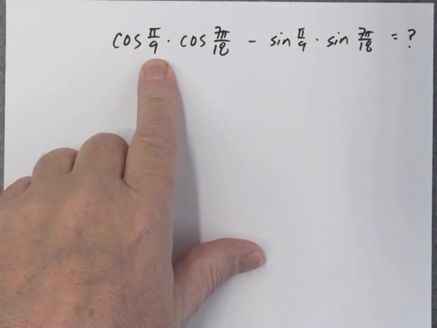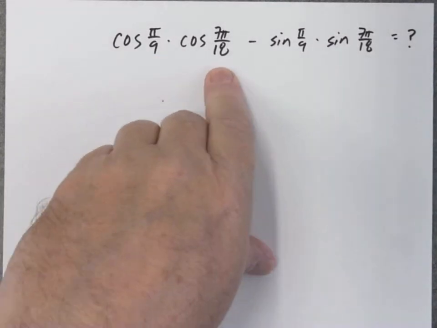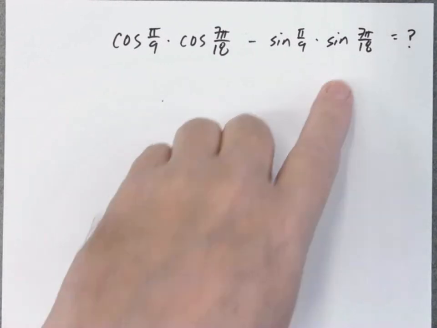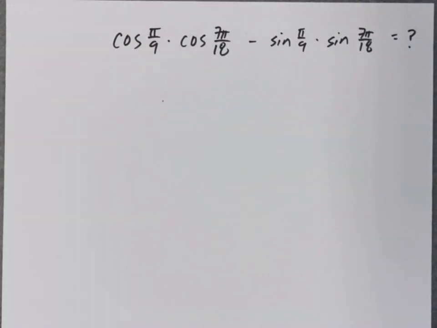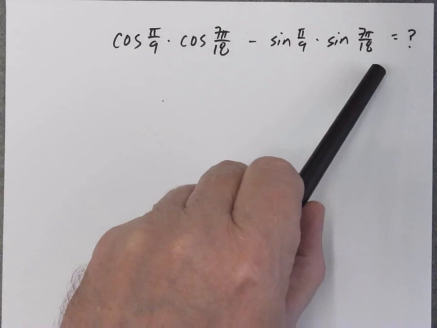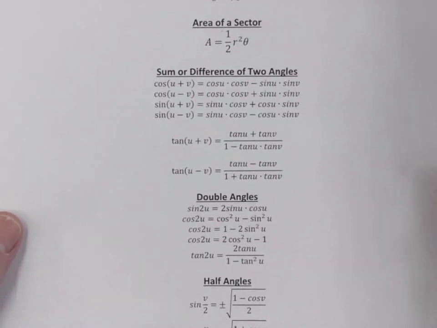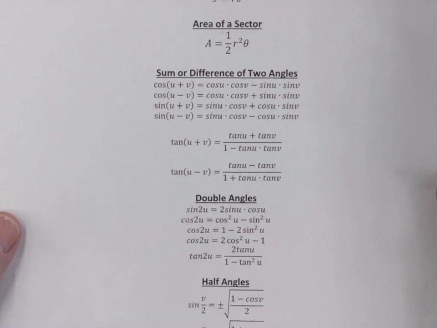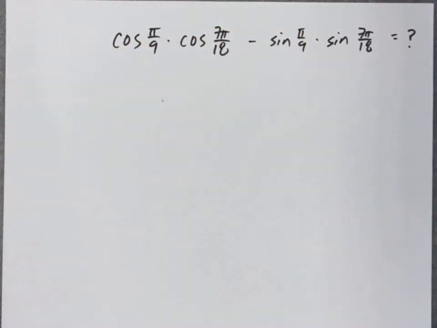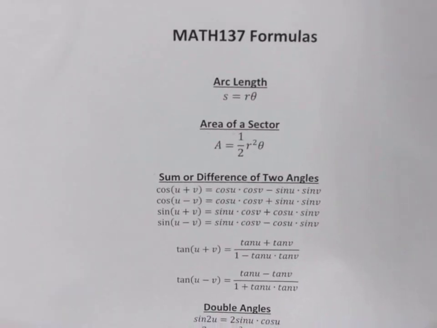Look at these angles. Pi over 9, 7 pi over 18, pi over 9, 7 pi over 18. No special angles, so I can't just figure out these trig functions. But since I have two angles, this little expression here looks like one of my sum or difference formulas. So my job is to figure out, the way this is written, which sum or difference formula it is.